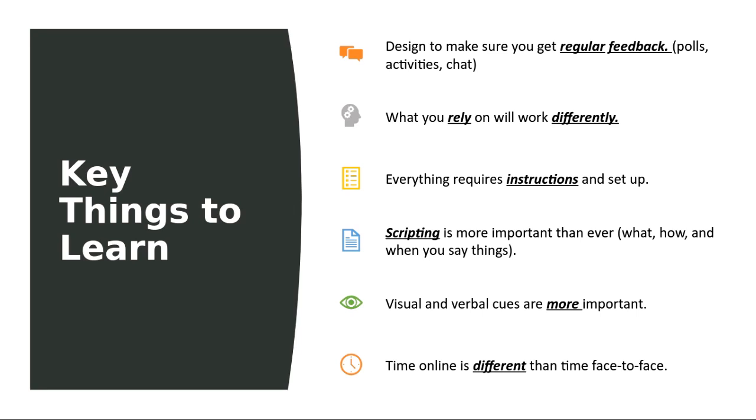Again, what you rely on will work differently because if you are used to gesturing to emphasize a point, you may not have a camera. So you have to find different ways to make sure your tone fluctuates to emphasize a point. Maybe your slides, maybe you need to bold words on your slides, underline, yes. That would be a great way to emphasize something that you would foot stomp in the classroom.